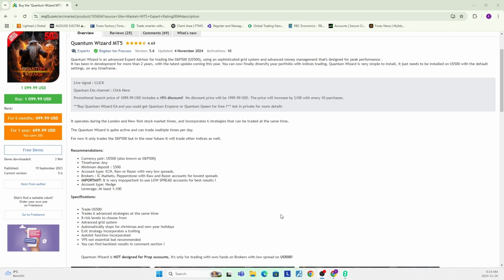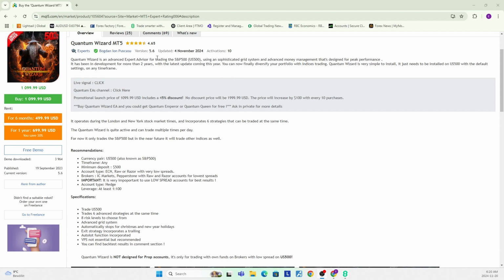So some forex brokers call that US 500, whereas others would call that the SPX 500. But effectively, it's the major US equity index. And here we're seeing that it trades both the London and the New York stock market times. And it also supposedly trades 6 different strategies.